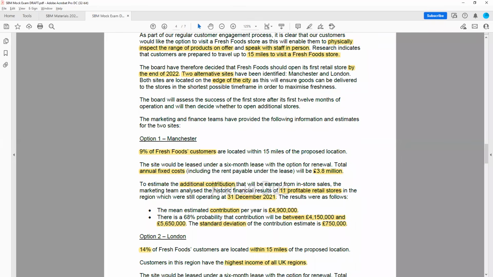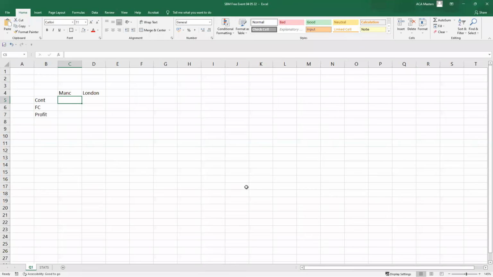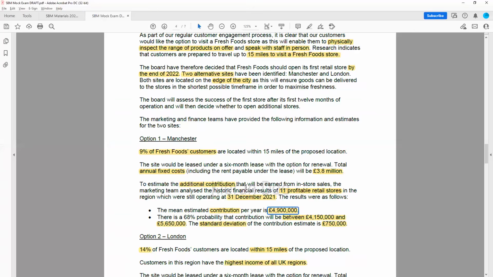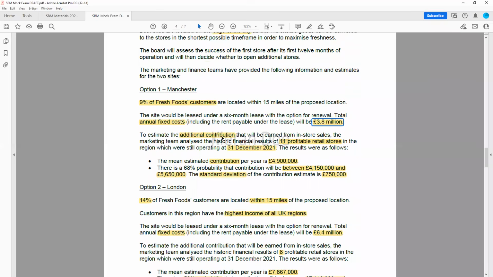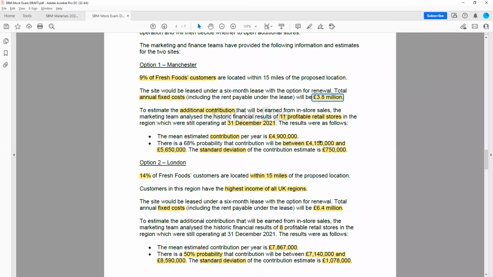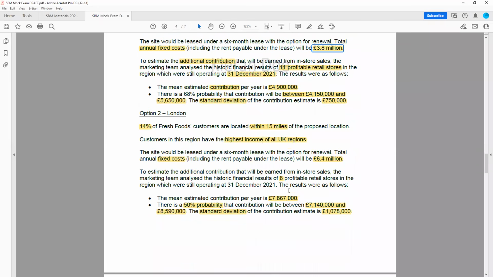But we've got Manchester here as option 1. So we're told that the contribution is 4.9 million. Fixed costs, so we've got the annual fixed costs of 3.8 million. And then we can get down to our profit. And we always want to look at the profit margin, but we'll look at that when we've got both sets of numbers there, perhaps.